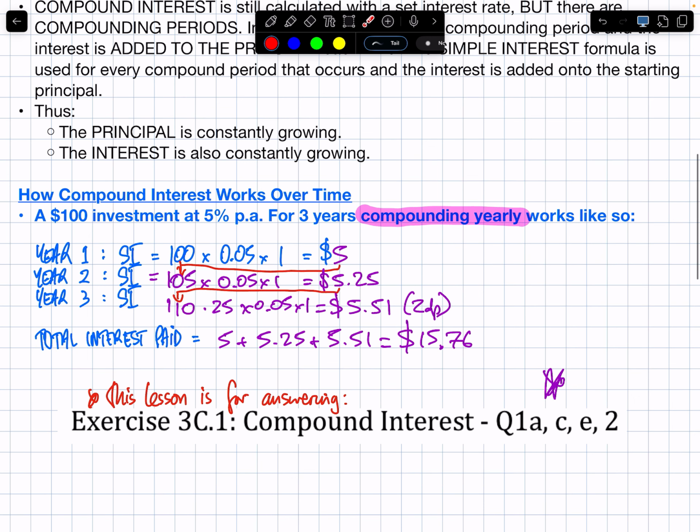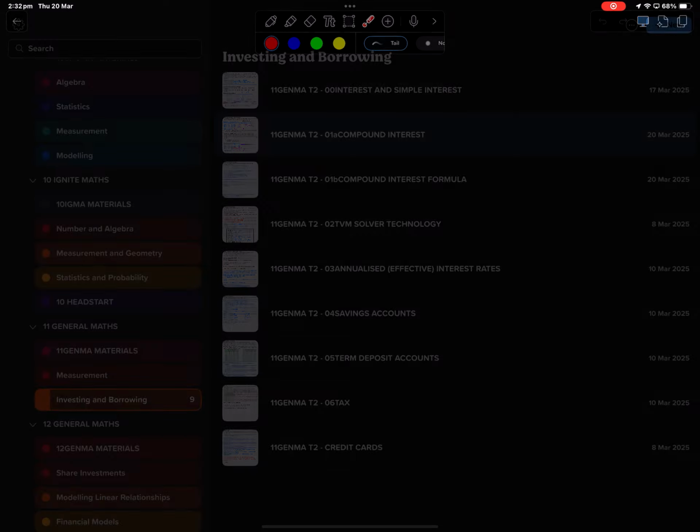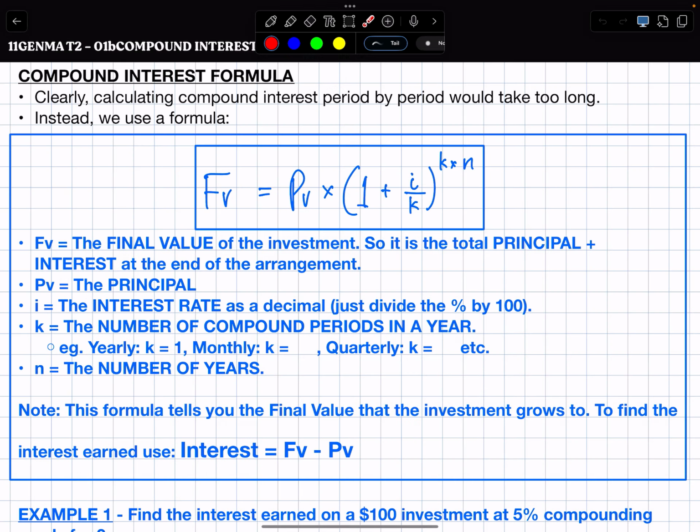I'm going to teach you a formula for compound interest, but you'd be like, what? I can just do this. Yeah, you could do that. But what if the question said for 3 years, compounding monthly? How many months would that be? 36. Do you really want to do this 36 times and stuff up a number and then have the wrong answer at the end? Okay? So the point of the formula is so that you can do any situation.